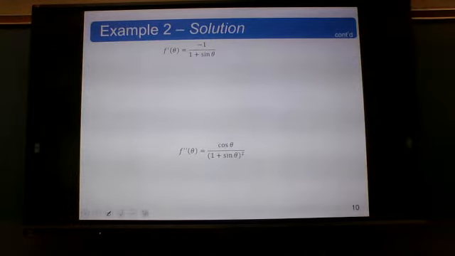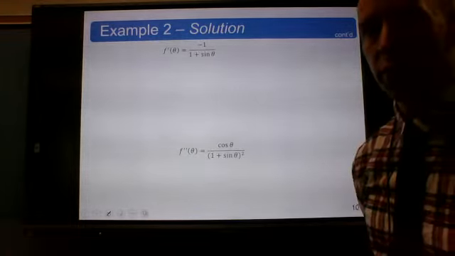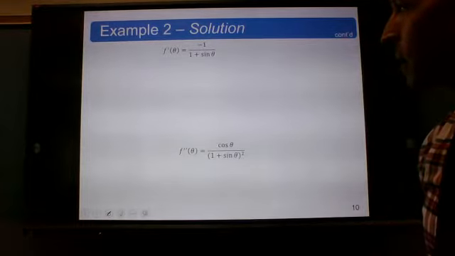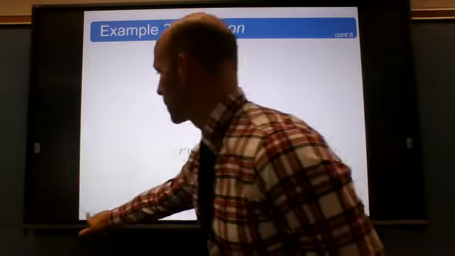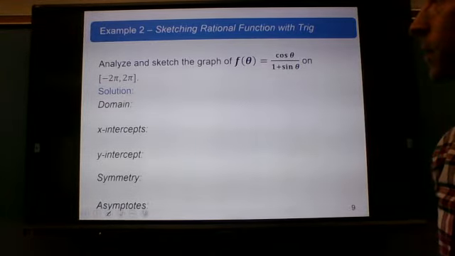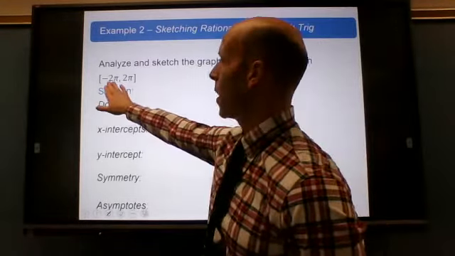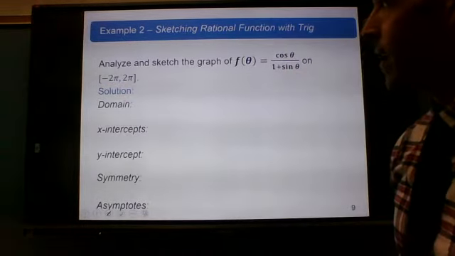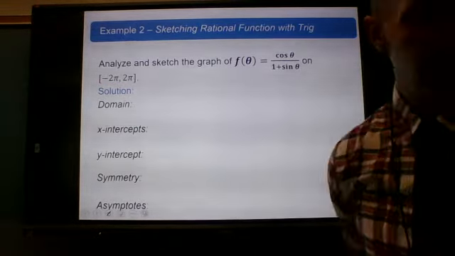So the derivative of that function is -1 over 1 plus sine theta. And the second derivative is cosine theta over quantity 1 plus sine theta squared. So you can tell I probably used the quotient rule for those derivatives, and you can trust me that those are correct. So we're going to try to analyze and sketch the graph of this curve. And by the way, we're not going to use all the real numbers. We're just going to go from -2 pi to 2 pi.